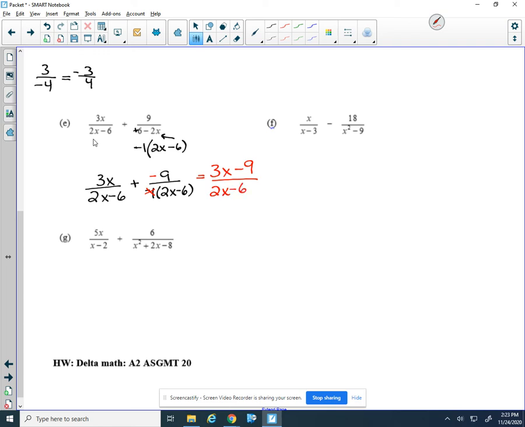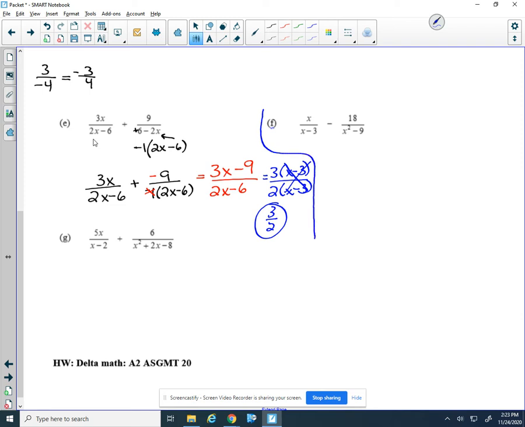Now this one actually does simplify. So this is going to become 3 times x minus 3 and 2 times x minus 3. And this has nothing to do with it being that special case. It just happens to simplify. We can cancel these. And my final answer is 3/2.